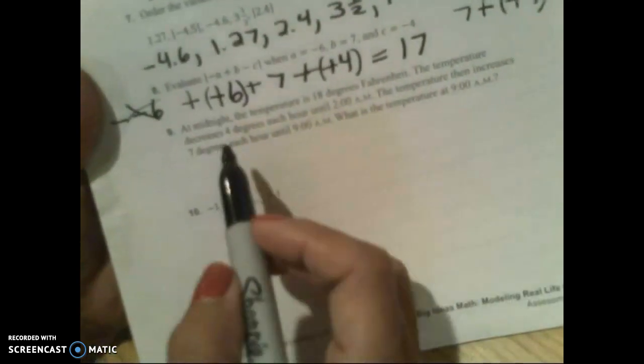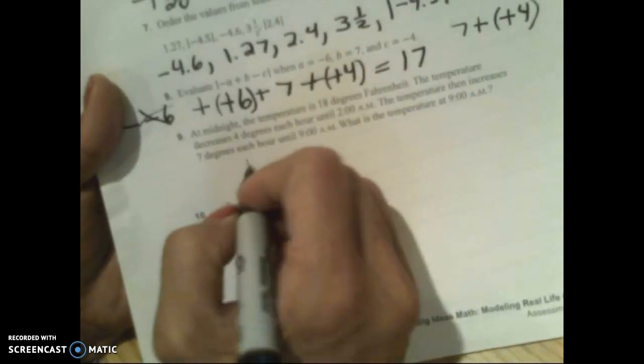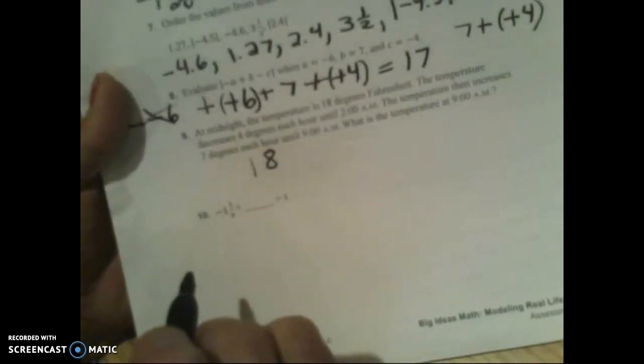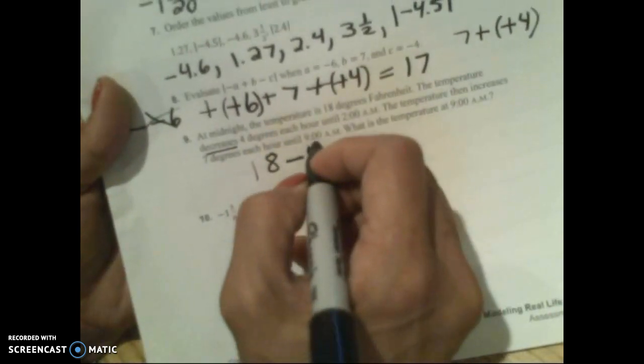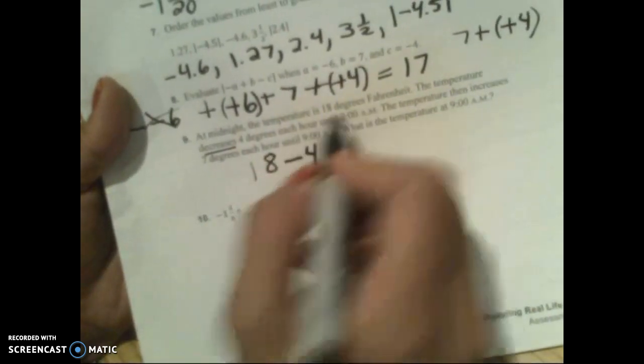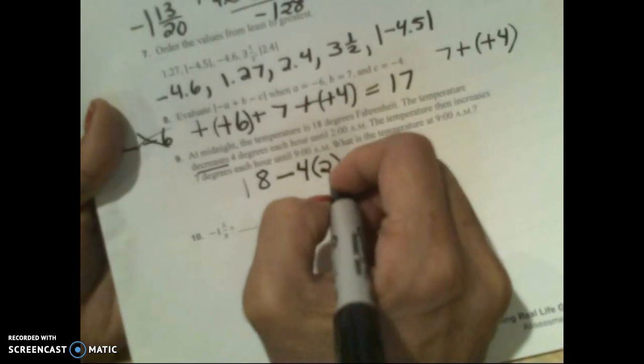For this problem, it's telling you that at midnight, the temperature is 18 degrees Fahrenheit. The simplest way to solve these number story problems is to start to write them out. So it starts at 18 degrees Fahrenheit at midnight. The temperature decreases 4, so we're going to subtract 4 each hour until 2 a.m. From midnight to 2 a.m. is 2 hours, so those need to be multiplied.